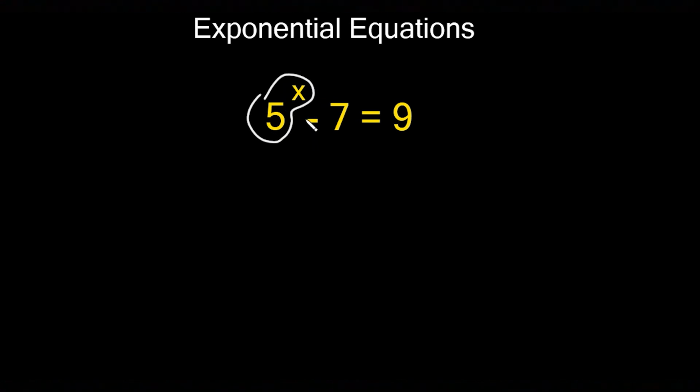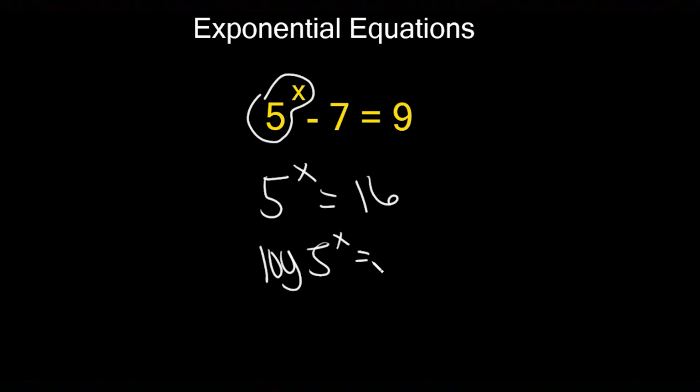So to do that, I first have to add 7 on both sides. When I do that, I get 5 to the x power equal to, well, 9 plus 7 will give me 16. Okay, and then from here, I have to bring down my variable. In order to do that, I have to take a logarithm on both sides. Remember, what I do to one side of the equation, I have to do to the other, so I have to balance it out. So taking a log on both sides gives me log of 5 to the x power equal to log 16.